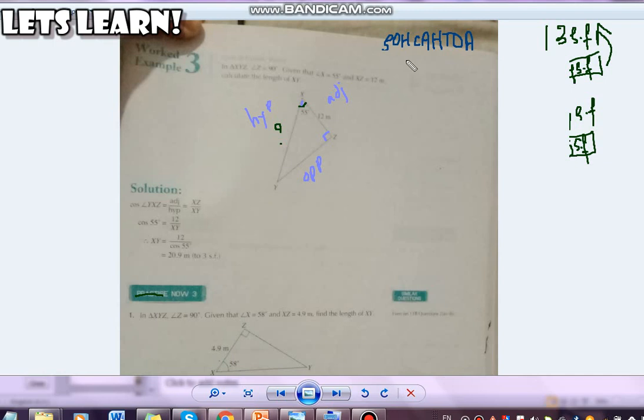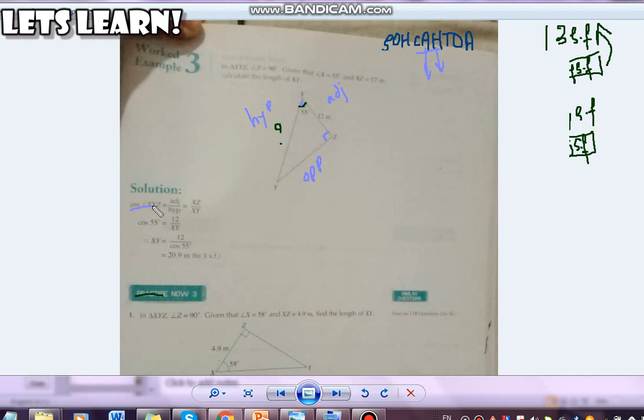So here the ratio which involves the three things is cosine. If you see, cosine is the ratio that involves all these three things. I've been given the adjacent side and I need to find the hypotenuse. So cosine is the best ratio which we can use to find the hypotenuse side over here. You can see the steps over here.